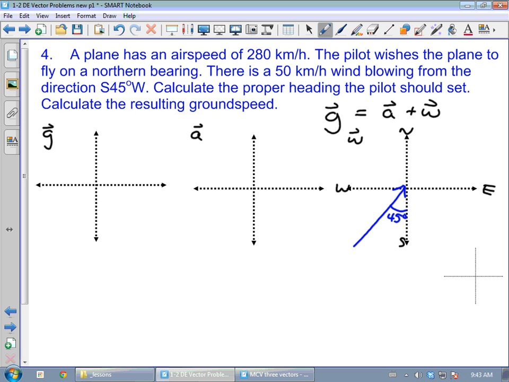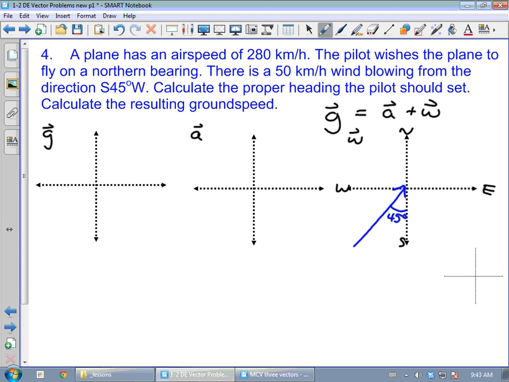We're told the plane has an airspeed of 280 kilometers per hour, but we're not given anything about the direction there. That is what we're being asked to find here. Calculate the proper heading the pilot should set. Because remember, airspeed is what the plane is trying to do, or what the pilot can do with the plane. So we know how fast it can fly. We don't know what heading the pilot is going to set. What else do we know?